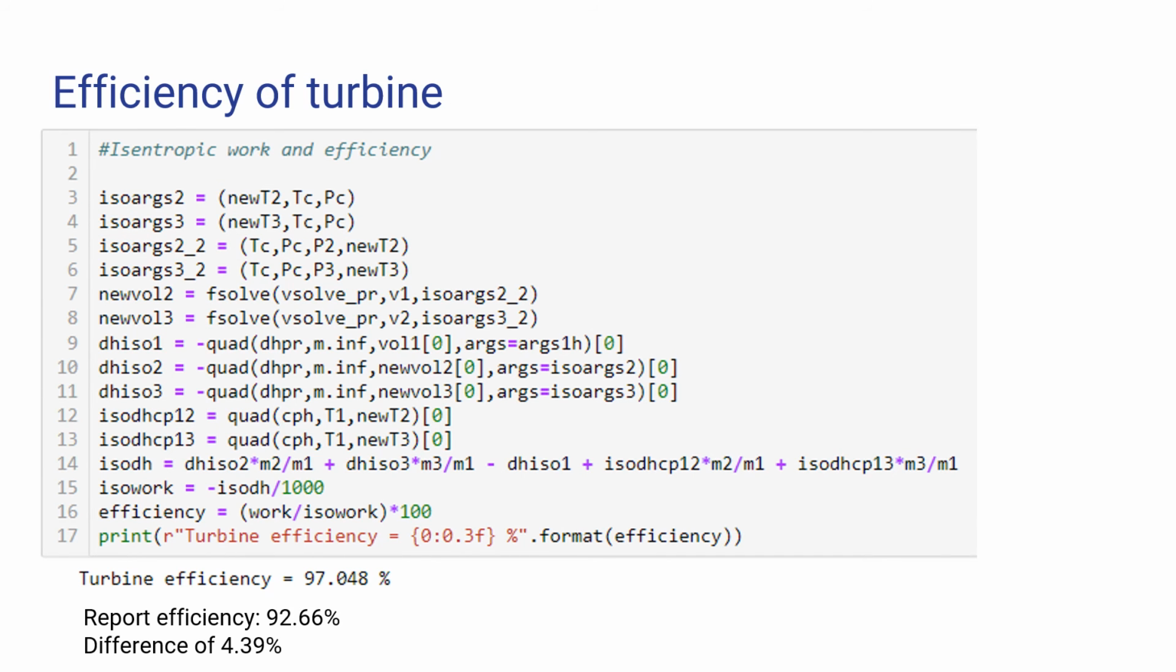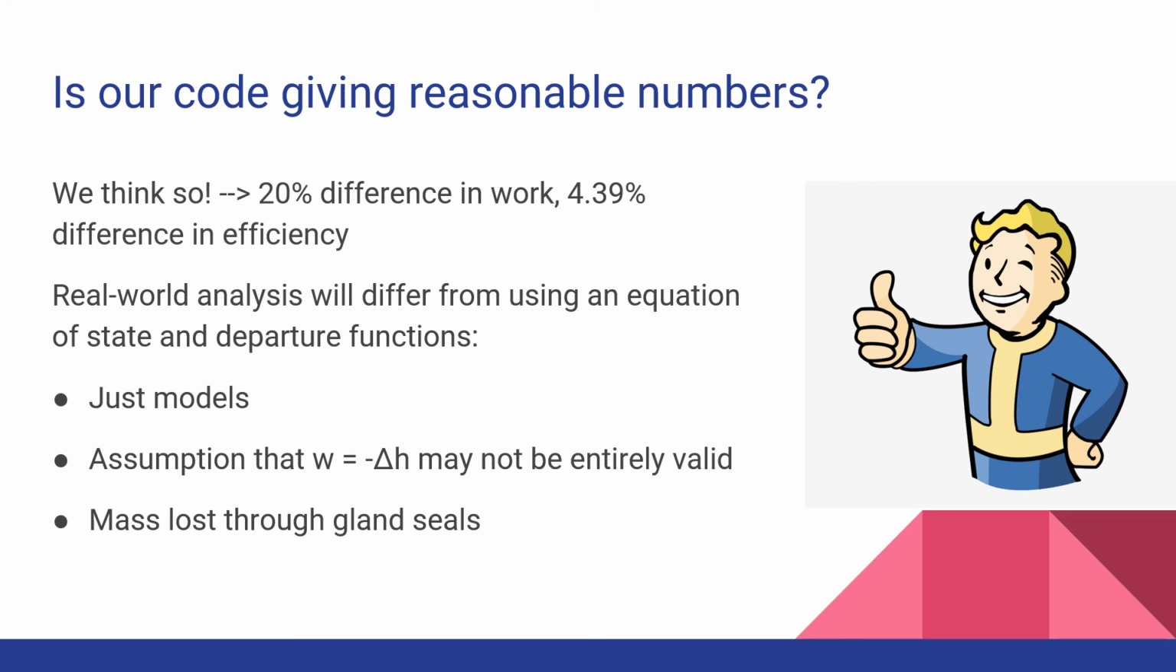The process of finding the isentropic final temperature did not change from the previous code. However, this time we calculated 2 different final temperatures rather than 1 to account for the additional outlet streams. After calculating these final isentropic temperatures, we calculated new isentropic enthalpies and compared them to the original enthalpies to determine a turbine efficiency of 97.05%, which you can see on this slide. This differs from the efficiency stated in the report at 100% load by 4.39%. So comparing our results with the report, we had a 4.39% difference in efficiency and a 20% difference in work.